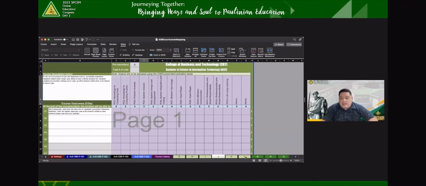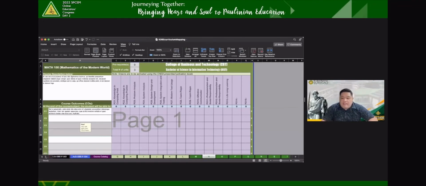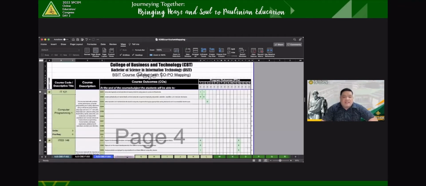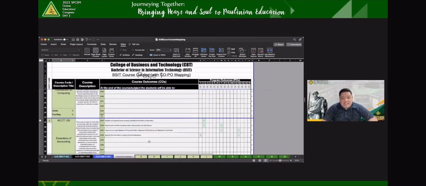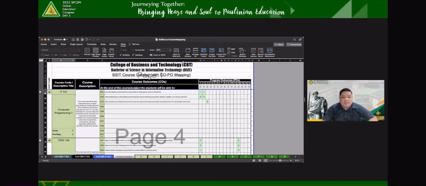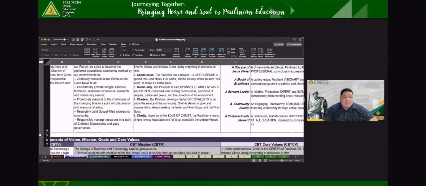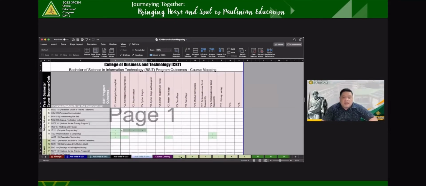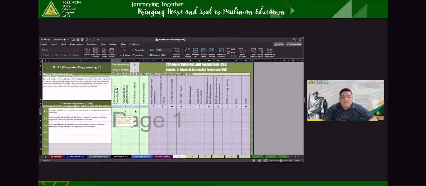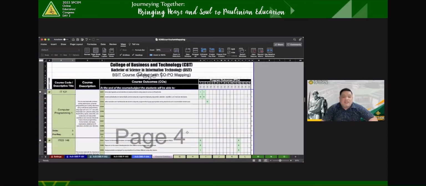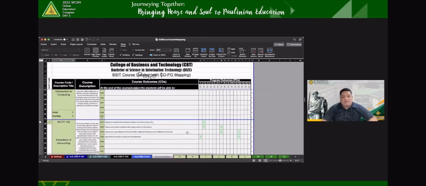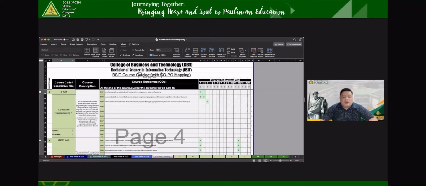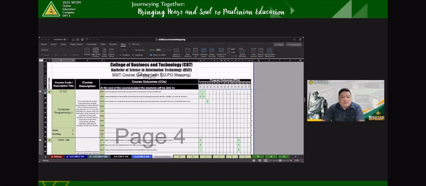If we successfully map everything, there are a lot of sheets here, we can then beautifully generate a course catalog. Imagine everything is in this one file already: from the setting of the outcomes, to the prospectus, to the mapping of the course outcomes and the program outcomes, and then eventually generating a comprehensive course catalog. So that's the mapping or matrices that we set.